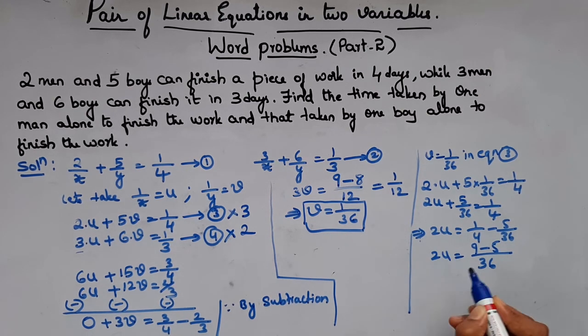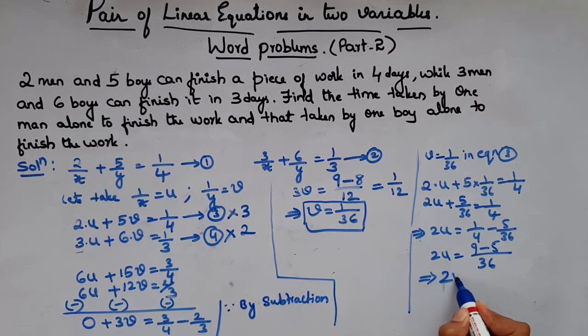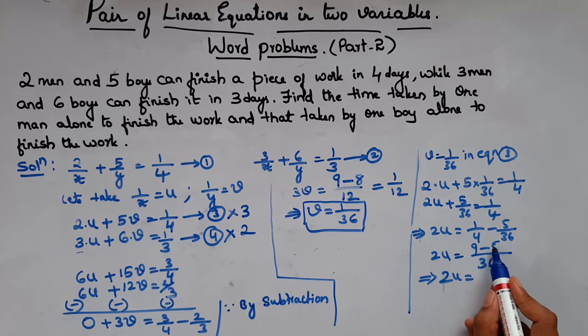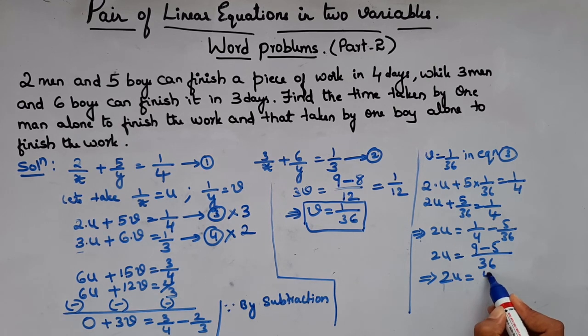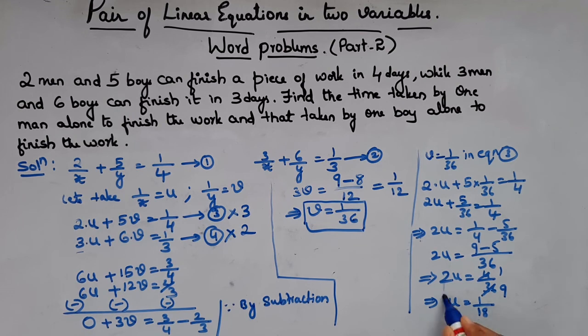So here you have 2u, which implies 2u = 9 minus 5 is 4. So 4/36. 4 1s are 4, 4 9s are 36, which implies u = 1/(9 2s are 18). So your u is 1/18. Now we know u is nothing but 1/x, which implies 1/x = 1/18, which implies x = 18.